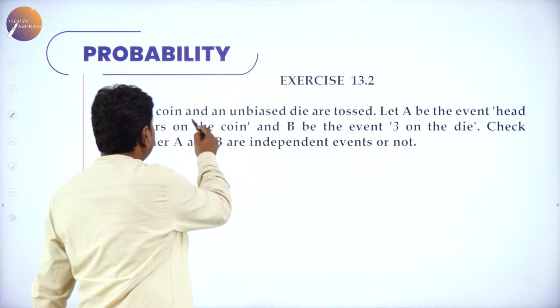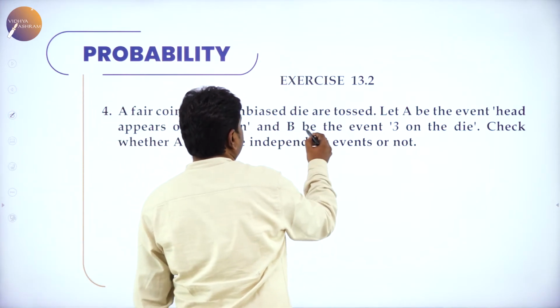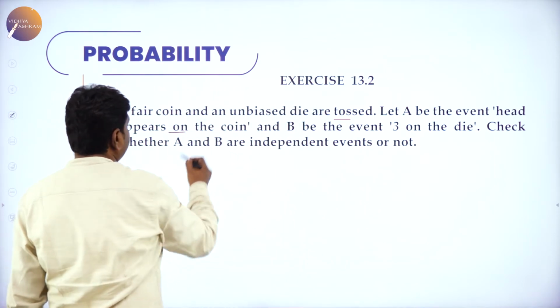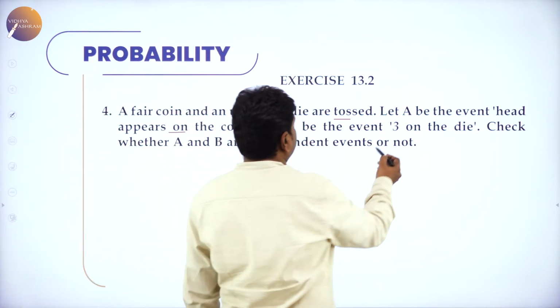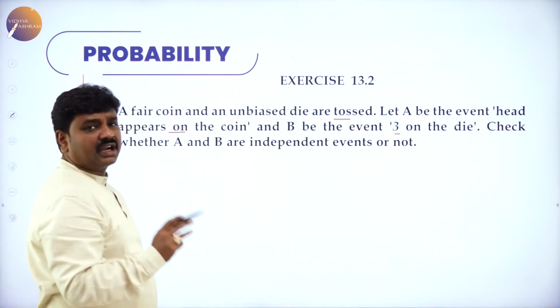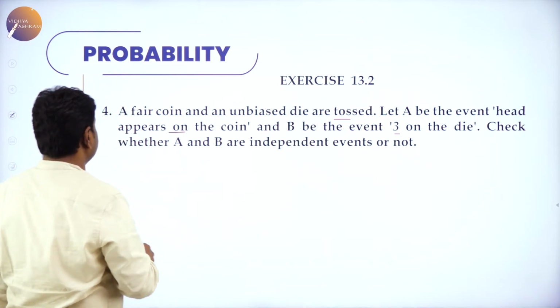Then: a fair coin and an unbiased die are tossed. Let A be the event, head appears on the coin, and B be the event, 3 appears on the die. And they define the events also. Check whether A and B are independent. Dear students, let us write the sample space.